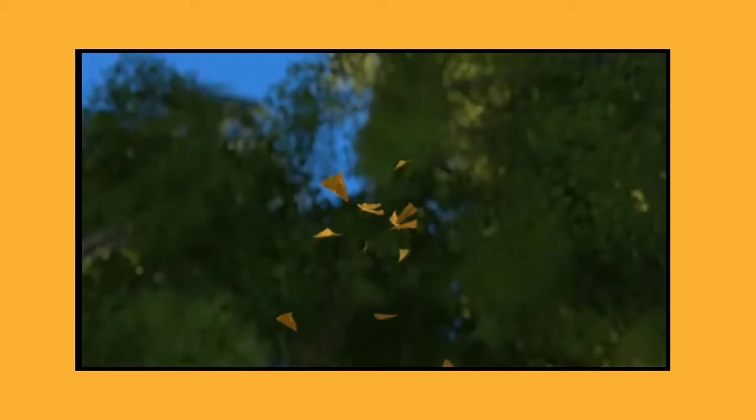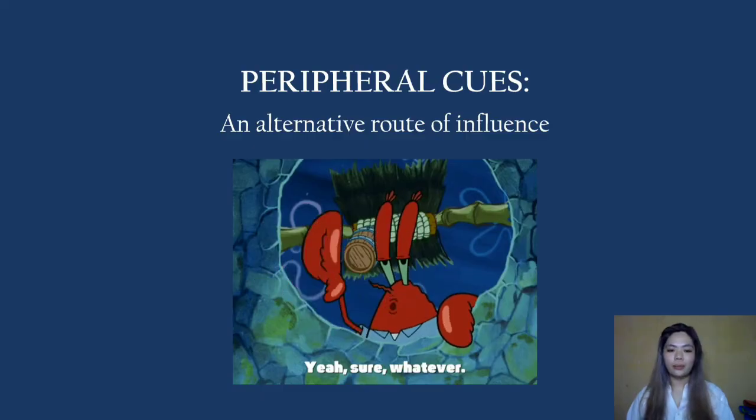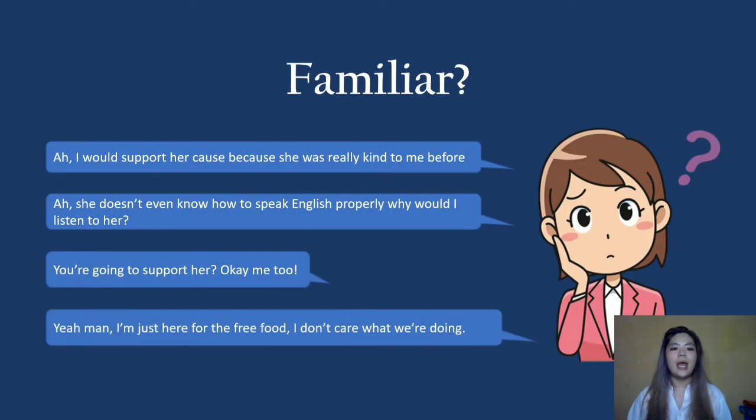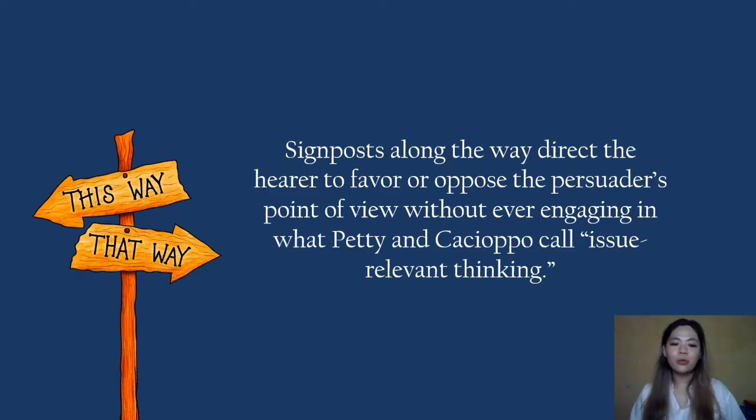Yeah! So now we are done with the central route. Let us now discuss the peripheral cues. There are four sentences here that you might be familiar with. These sentences are told by people who rely more on peripheral cues. Notice that there is no mention of what they think about the message at all. Just quick and shallow decisions based on cues. Signposts along the way direct the hearer to favor or oppose the persuader's point of view without ever engaging in what Petty and Cacioppo call issue-relevant thinking.